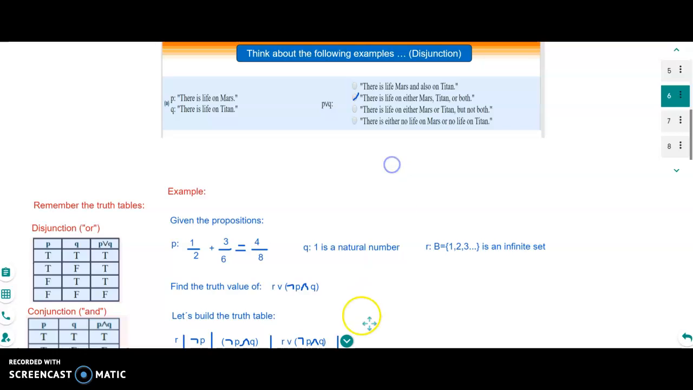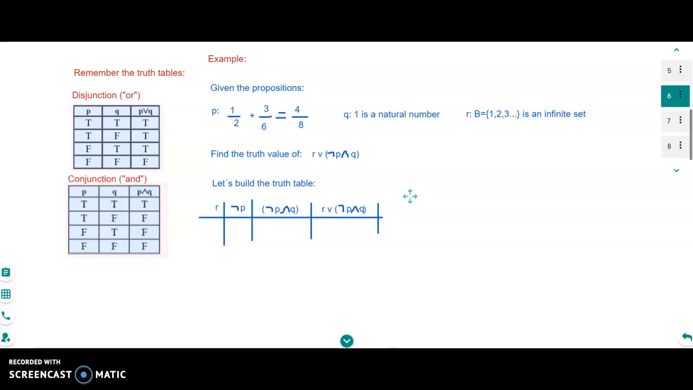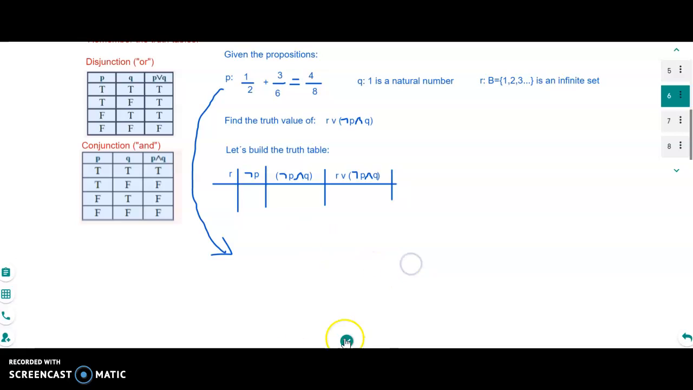Let's go on and see an example with mathematical expressions. In this example, we have to find the truth value of this proposition: R or disjunction, negation of P, and Q. This is the word and. Let's do it little by little. First of all, remember that we have to find the truth value of P, Q, and R. This is the first step. How can we first find the truth value of P? We have to do the operations with fractions here. So it will be 1 over 2.